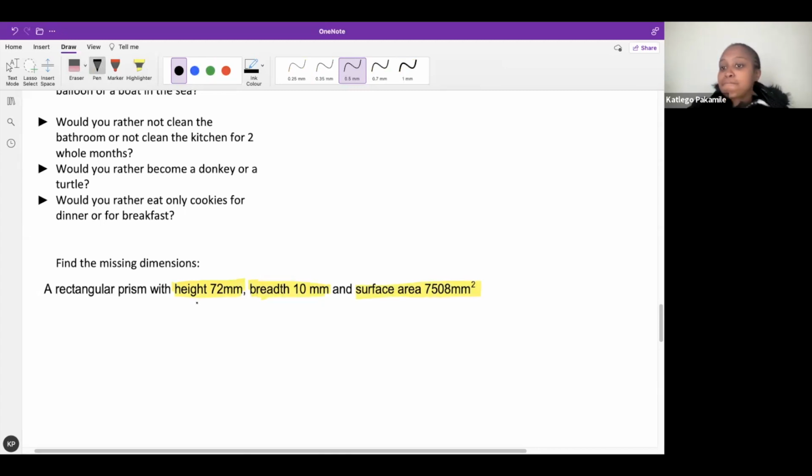Now, remind me of the formula for surface area. I'm going to write just SA while you guys are thinking about it. Sia? Ma'am, the surface area is 2 brackets length times breadth, plus 2 brackets breadth times height, plus 2 brackets length times height.